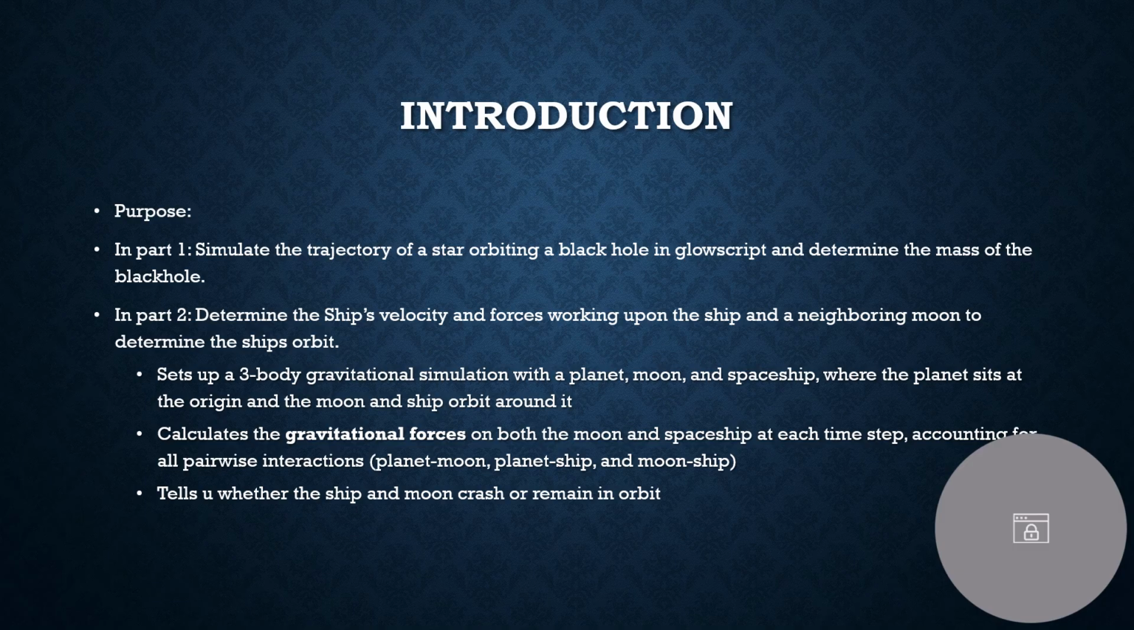So you set up a three-body gravitational system simulation with a planet, moon, and spaceship, where the planet sits at the origin, the moon is in orbit around it, and the ship also orbits around it. Calculate the gravitational forces on both the moon and spaceship at each time step, accounting for all pairwise interactions: planet-moon, planet-ship, and moon-ship, and also the gravitational forces they exert on each other. It tells you whether the ship and moon crash or remain in orbit around the planet, and what that trajectory looks like.